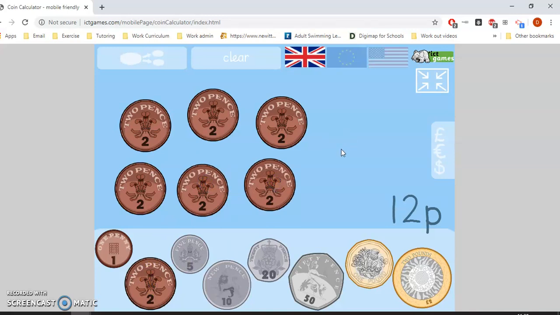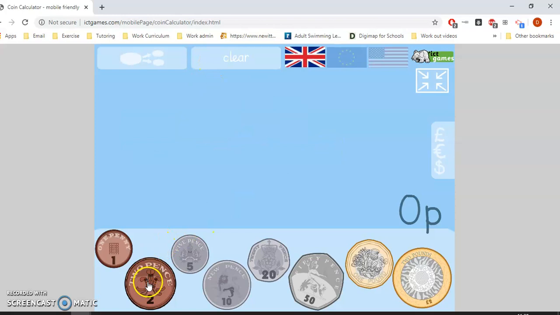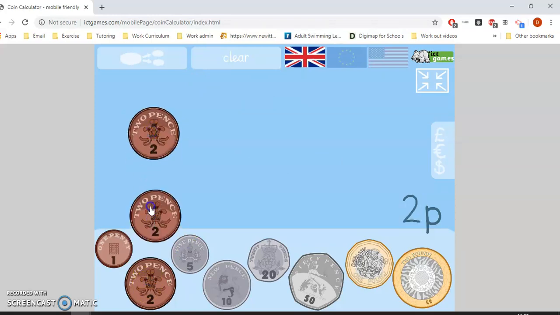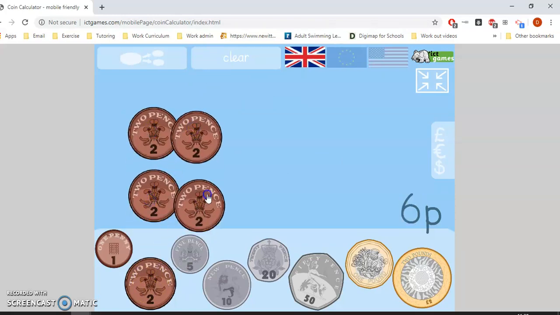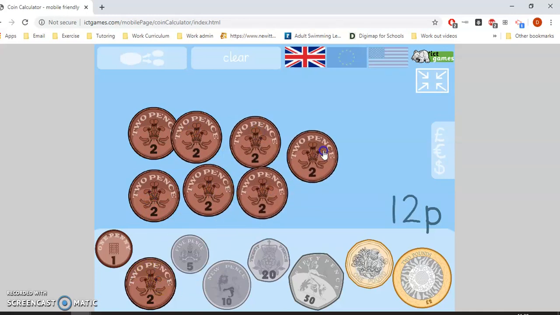And see if you can picture what half of 12 would be. If we just had half of those coins, let's get rid of half to see. 2, 4, 6. Half of 12 was 6. And let's just do one more like that. Make a bigger amount. Some people get stuck when they get to these bigger numbers.